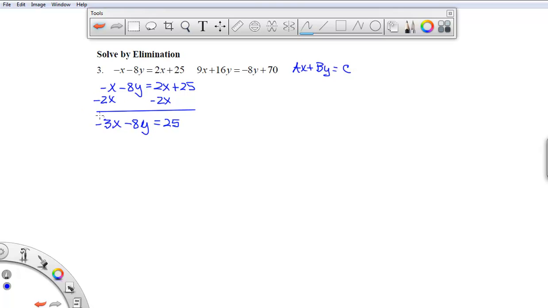And because some of you added 2x to each side, you got this as a positive 1x, and that's why you missed the problem. Now let's come over here and do this side. Looks like we want to add 8y to each side here. So this equation here will be 9x plus 24y. Some of you subtracted 8y and did the same thing that you had there. You don't want to do that. Equals 70. So now these are our two equations.